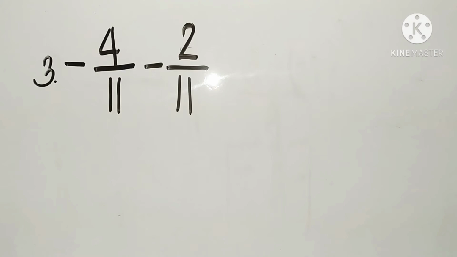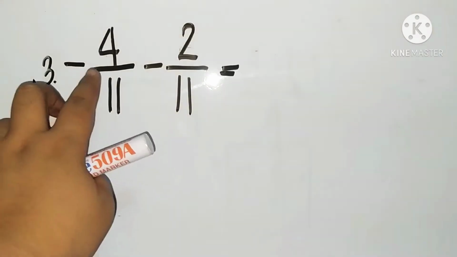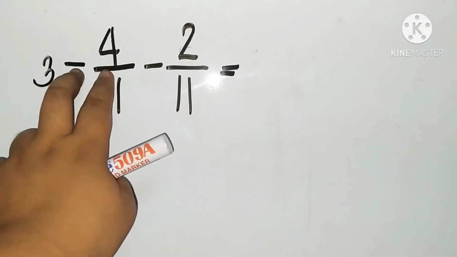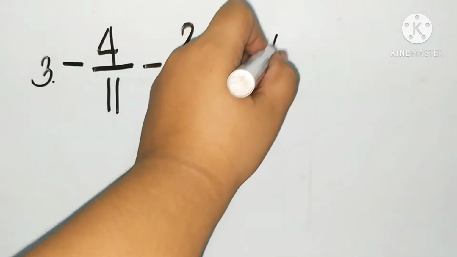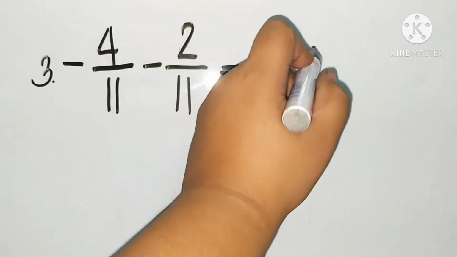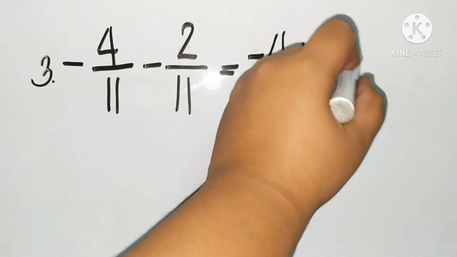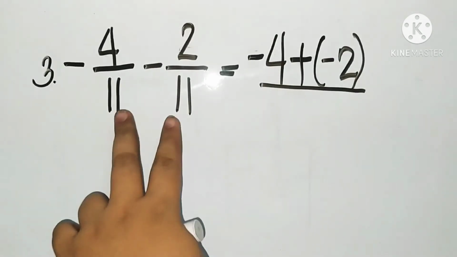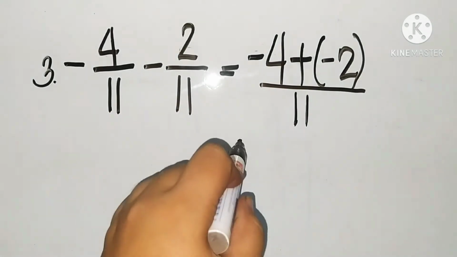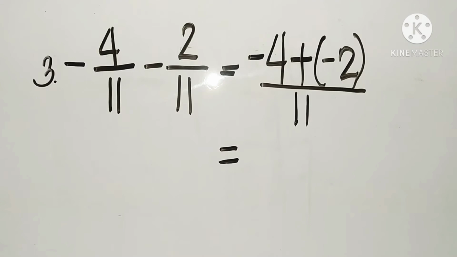Number 3, negative 4 over 11 minus 2 over 11. Kagaya ng number 2, we are going to follow keep, change, then apply the rules in adding integers. Keep or copy the minuend, which is negative 4. Minus will become addition. Positive 2 will become negative 2 over the denominator, which is 11. And then apply the rules in adding integers.